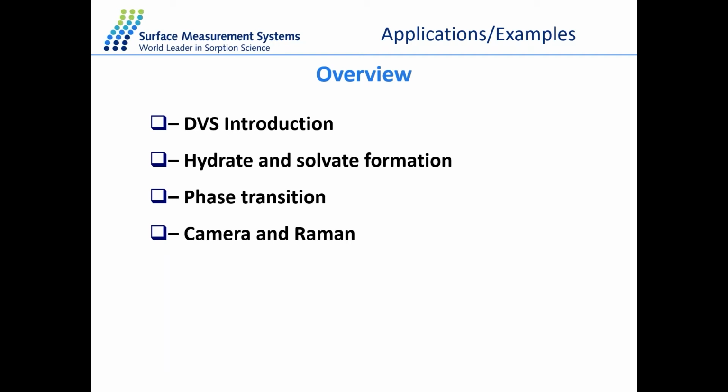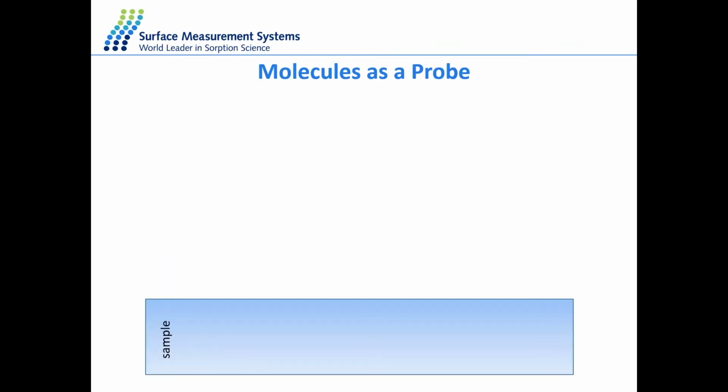We're going to have a look at phase transitions typically analyzed with DVS. So we're going to look at a couple of drying curves and a few glass transition phenomena. And lastly, we are going to have a look at a case study specifically using Raman to analyze hydrate and solvate formation. So let's start from an overview of the technique and the way we collect data using DVS.